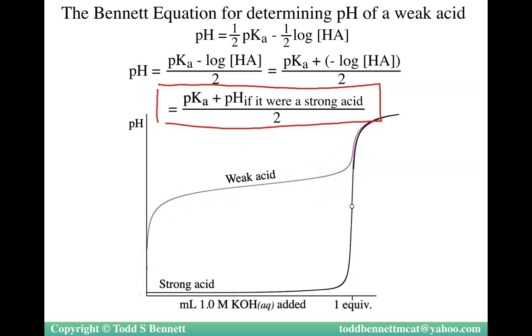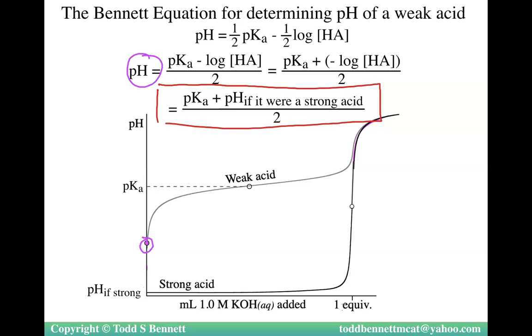And so the two points you know on any curve: you know the pH at half equivalence for a weak acid equals pKa, and you know the pH at the very beginning from what we just did before, the negative log of the HX concentration. So it's easy to get that concentration and that concentration. Here's what is incredibly cool: this point is what we're looking for. That's the pH we're solving for, the pH of the weak acid.